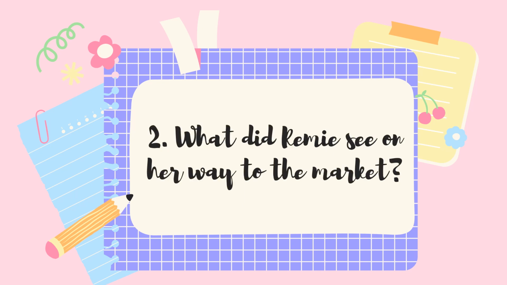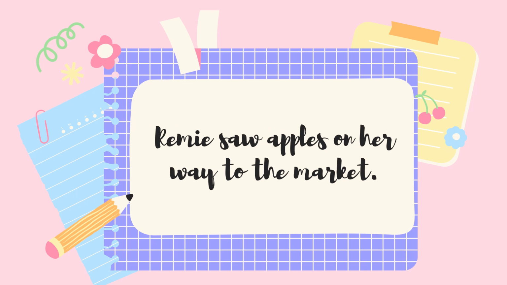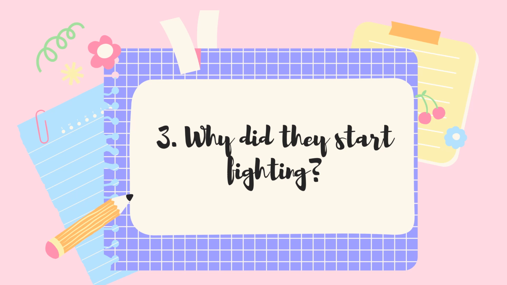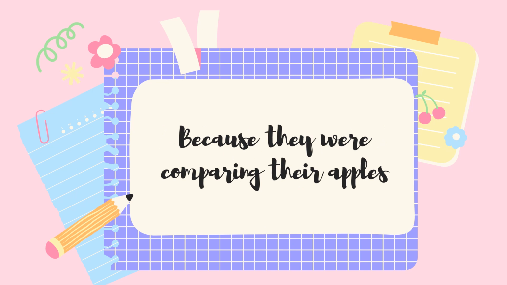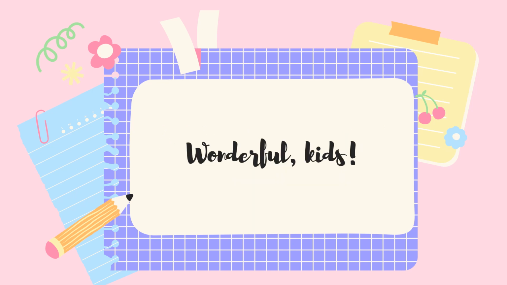Number 2. What did Remy see on her way to the market? Do we have the same answer? Fantastic! Remy saw apples on her way to the market. Why did they start fighting? What's your answer? They were fighting because they were comparing their apples. Wonderful kids! It seems that you really understood our story.